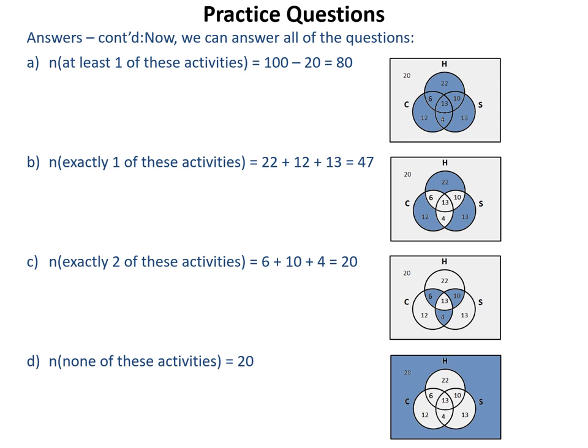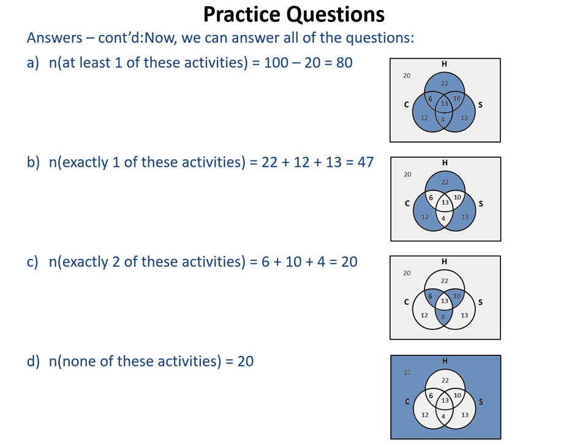For part C, we're asked to find the number who do exactly two of these activities. So we're looking for the regions of overlap between sets, but not the triple overlap. These are those petal looking shapes, and there's three of those. So we have the overlap between H and C, and the overlap between H and S, and the overlap between C and S, which is 6 plus 10 plus 4, which equals 20.